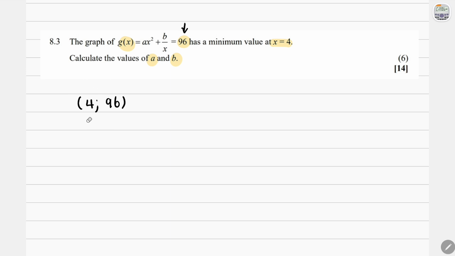So it means that we have the coordinates of x and y, and we also know that at the point where x is equal to 4, the gradient of this function is equal to 0. In other words, when we find g prime of x, and then you substitute 4, that gradient is equal to 0. So these are the two pieces of information we have.